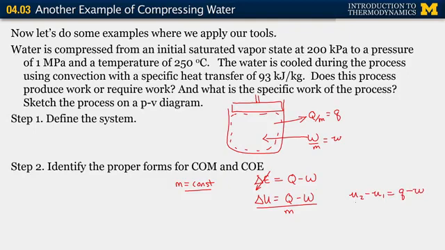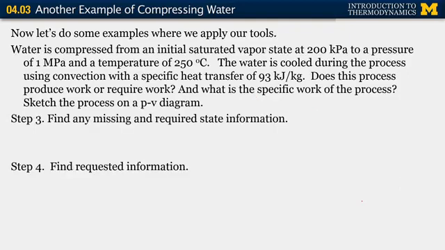Okay, so we need to know the state. So what do we know? What don't we know? Okay. We're given the heat transfer. We're asked to find the work transfer. We need to have information from the initial state and the final state. Do we have enough information in order for us to fully define the initial state and the final state? So that's step 3. Find any missing or required state information.